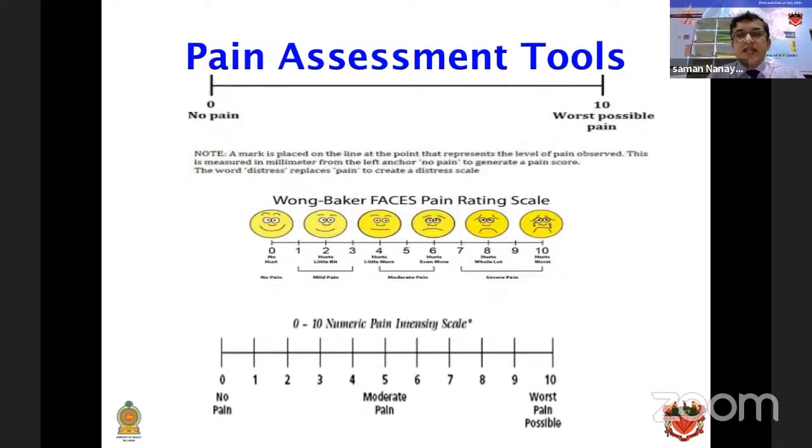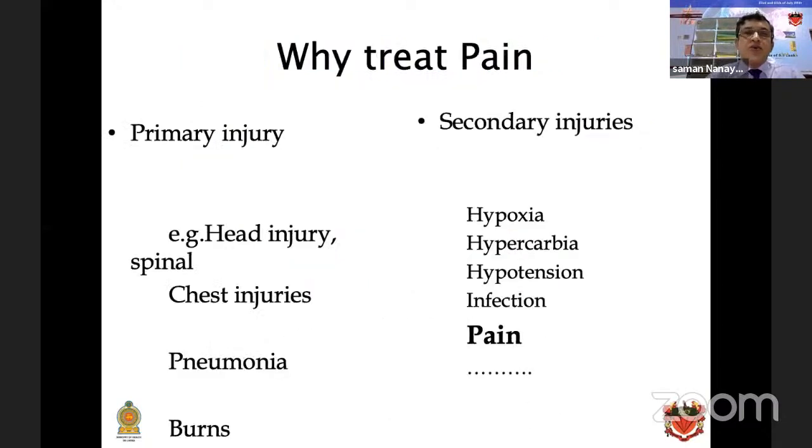So there are different scales. I'm not going to go into details. So why should we treat pain? Again, the patient has come to the hospital with a primary injury. It may be a head injury, chest injury, or a medical disease like pneumonia or myocardial infarction or burn. And now the patient is going to have secondary injuries. Well, the primary injury has happened. You can't prevent it. You can treat the primary injury. You have to prevent secondary injuries.